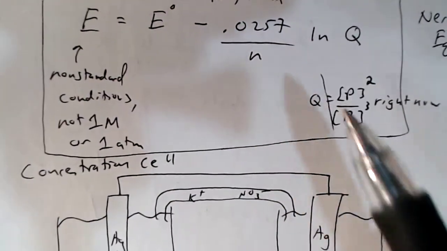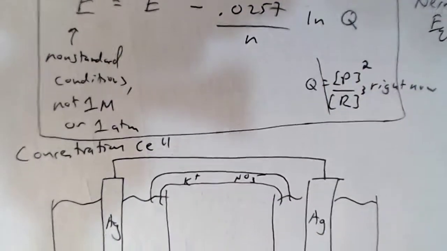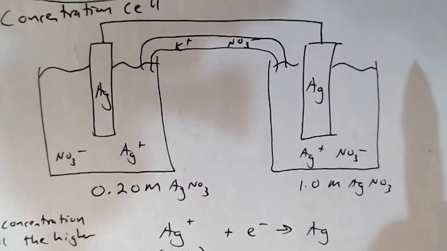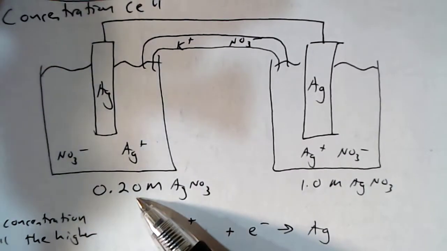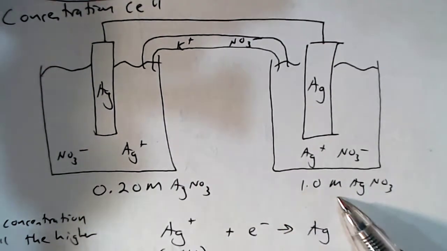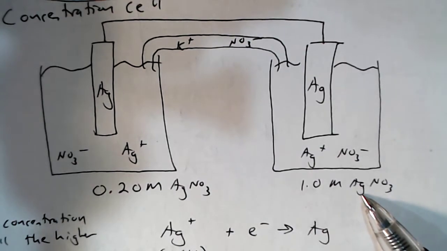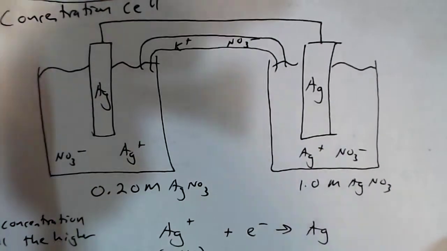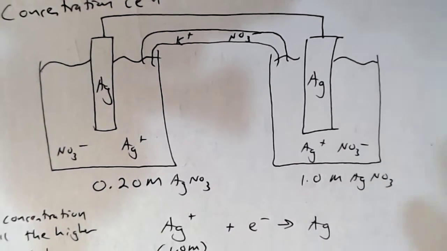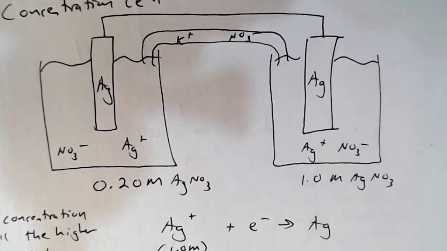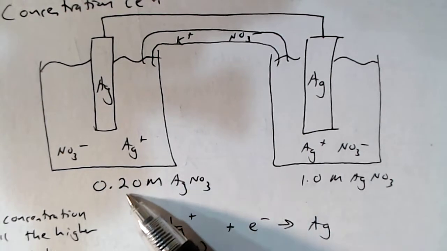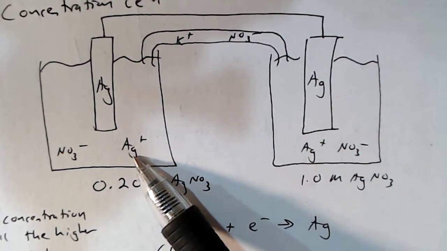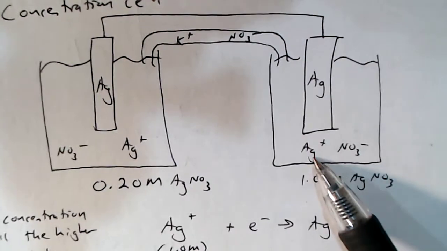Let's go ahead and see how to use this equation for a concentration cell where we have silver as the electrode in both half cells, but in the left half cell we have 0.2 molar silver nitrate solution, and in the right half cell we have 1.0 molar silver nitrate solution. So, which way are electrons going to transfer, and is the concentration of this silver solution going to increase or decrease, and will this one increase or decrease?